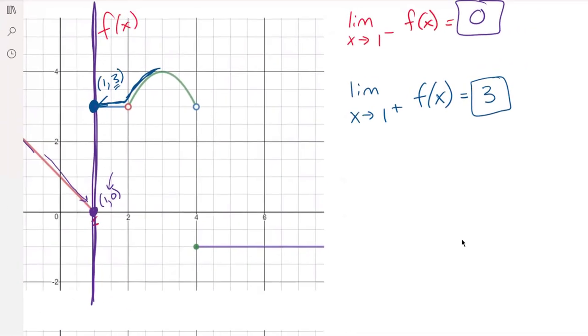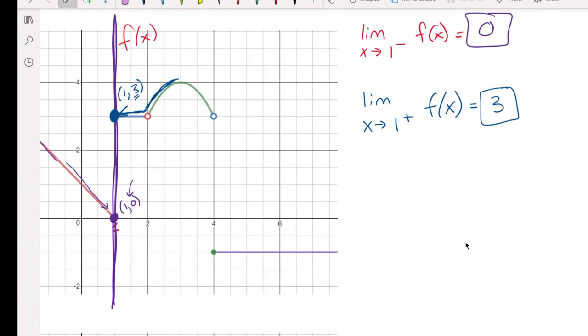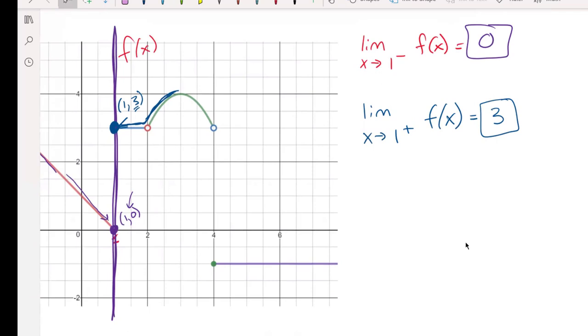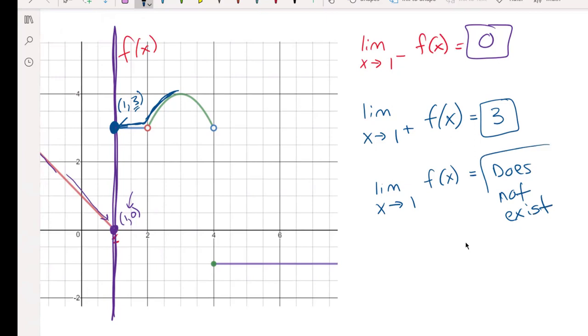And by the way, how do you know if a limit exists? Well, a limit exists only if the limit from the left side and the right side equal each other. Right here we can see the left side is 0 and the right side is 3. So you would say the limit as x approaches 1, just 1 by itself, not left or right, does not exist, because the limit from the left and right are different numbers.